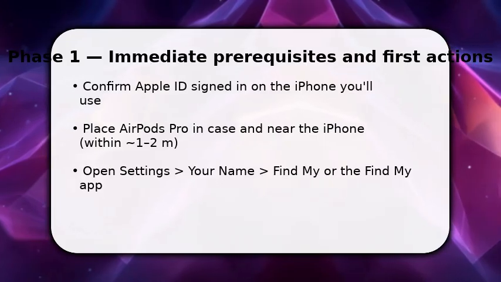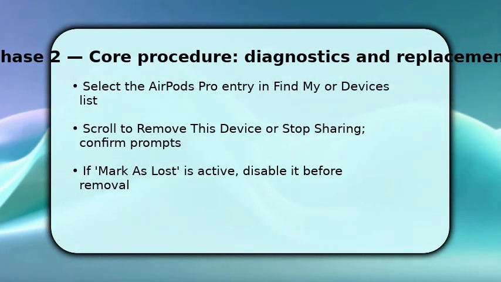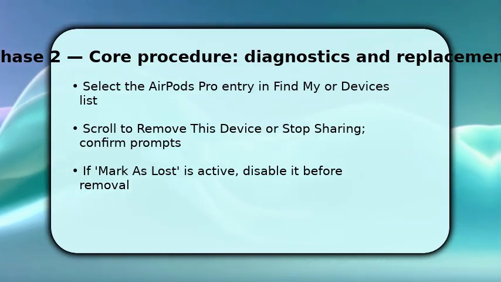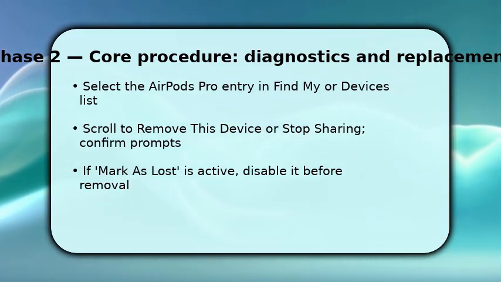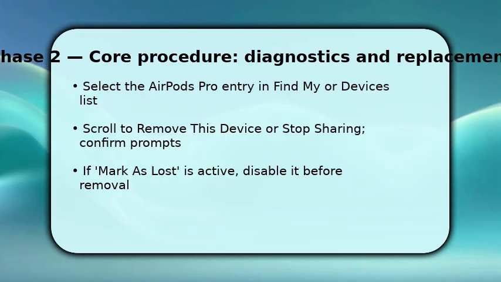Make sure Bluetooth and location are enabled so the AirPods show up. Now locate your AirPods Pro in the Devices list and tap to open their device card. You do this to access removal controls. Scroll to the bottom and choose Remove this device or Stop sharing, then follow the on-screen confirmations. This unlinks the AirPods from your Apple ID.